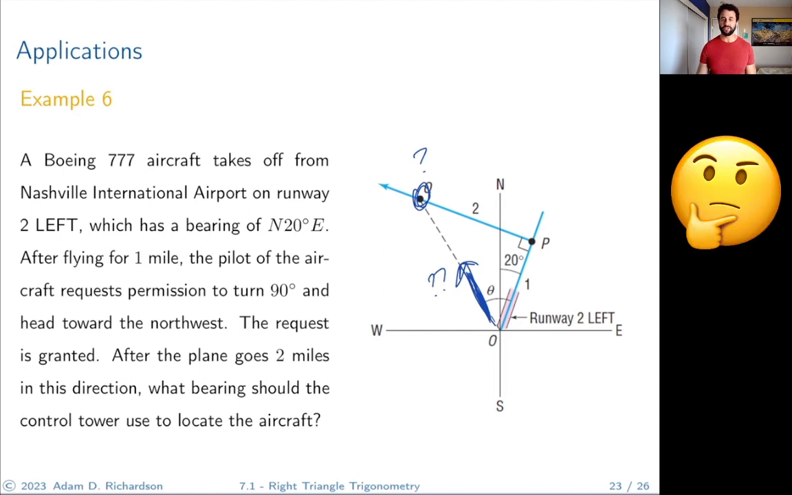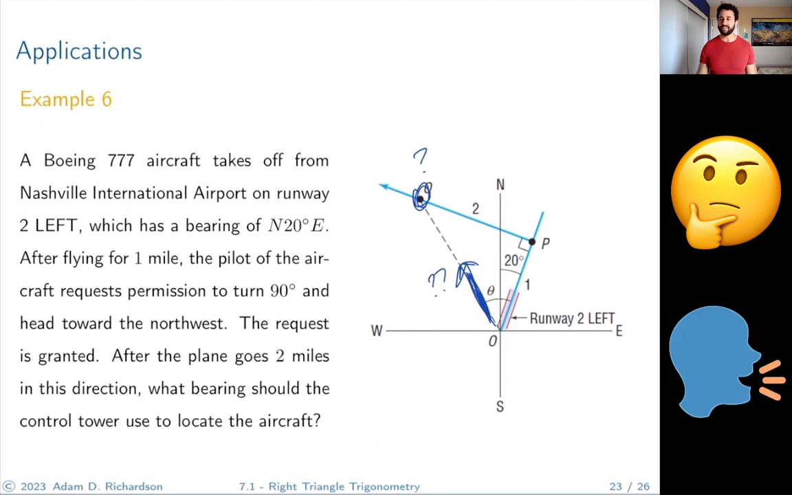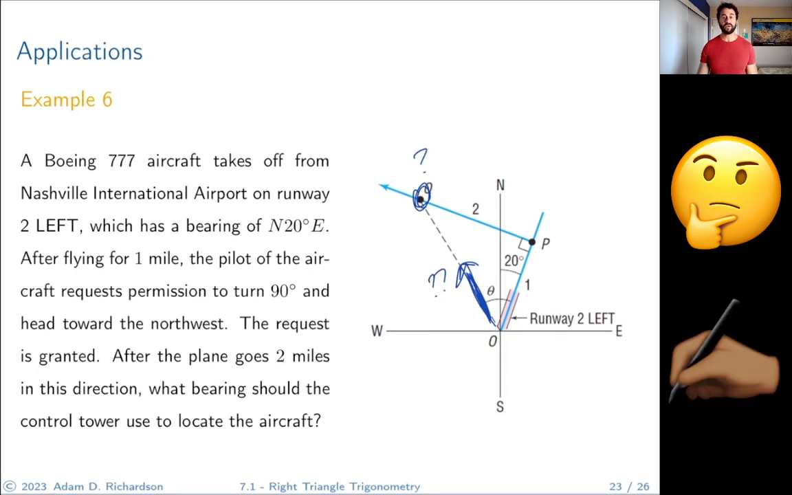Think about how you would approach it first. All right, now say something out loud to yourself, maybe like a first step you would take. What would you do? All right, now try to work it out on your own. See if you can come up with the bearing, and then we'll do it together.